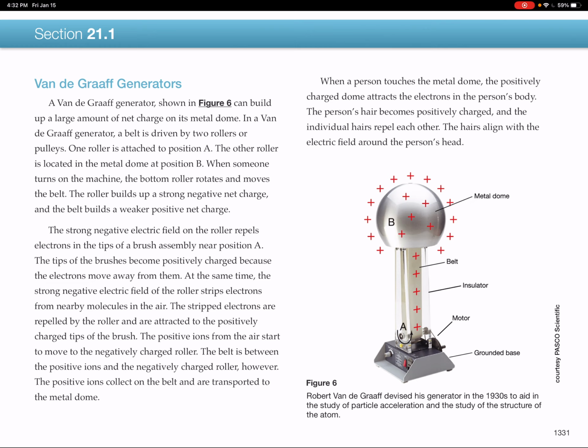So with this information, you will be able to answer all the questions in the launch homework and continue your exploration of electric fields. So read the chapter and answer the questions.